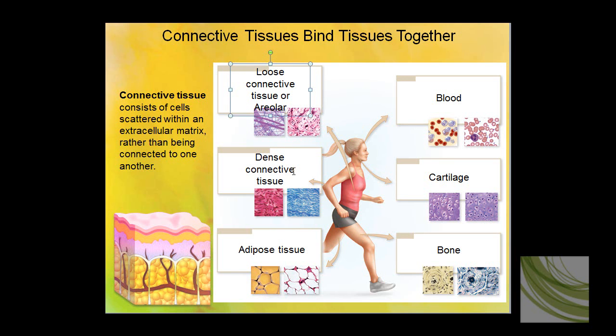Then you have dense connective tissue. Okay, and the dense connective tissue is tightly packed strands of collagen. Adipose tissue, that's fats. Basically, these are fat cells. The part with the nucleus and stuff is called the adipocyte, which is spelled Adipocyte.